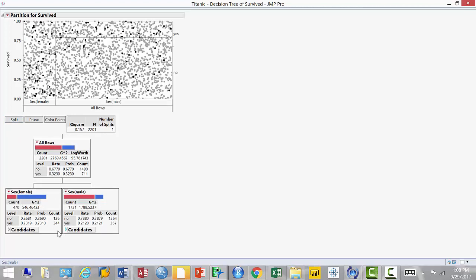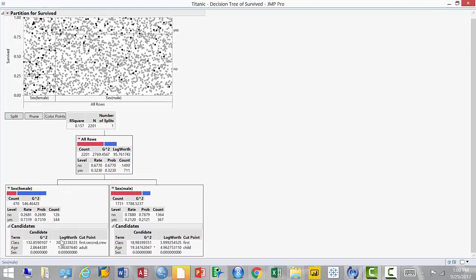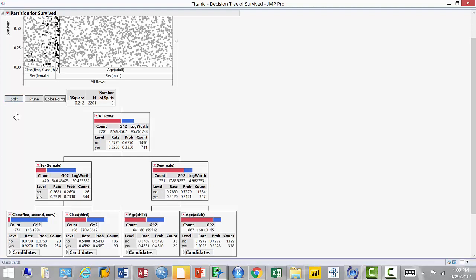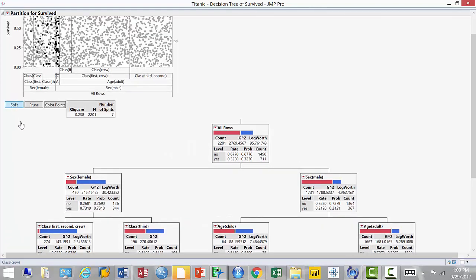So after that, if I look at the candidates, right, the females are best split based on the class that they were traveling in. So I have log worth 30.4, and as far as the males are concerned, the best split is right here based on age. So the highest is 30.4, and if I click on the split again, it splits females, right? And basically I can keep going until there is no more feasible split that improves the predictive performance of our model, right? So if I just keep clicking on the split button, it keeps splitting some of the nodes, right?